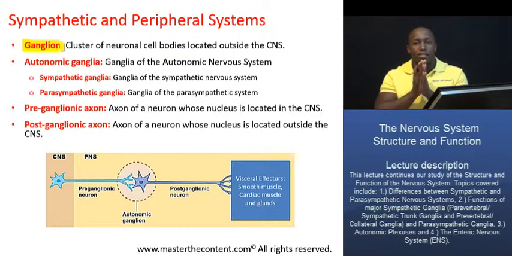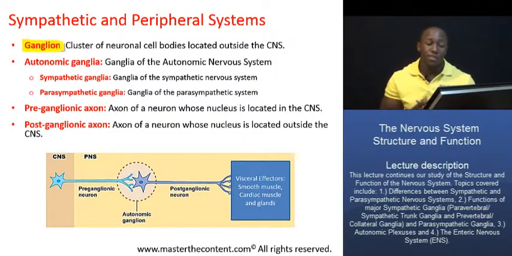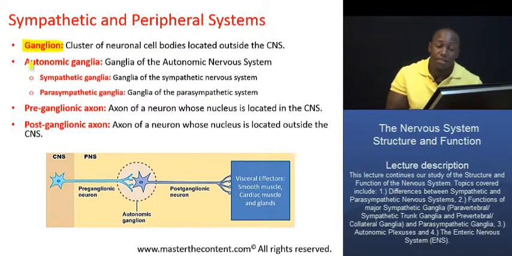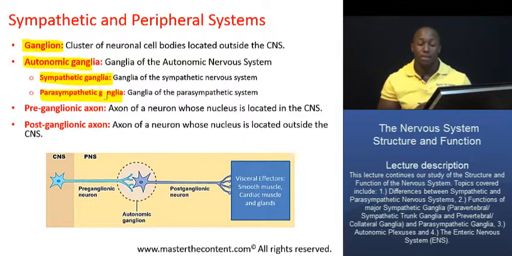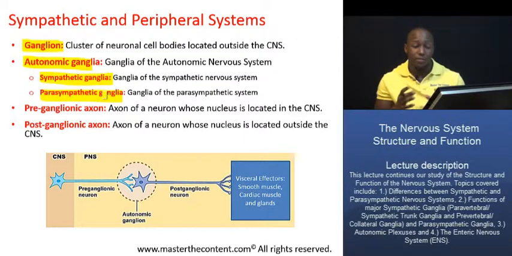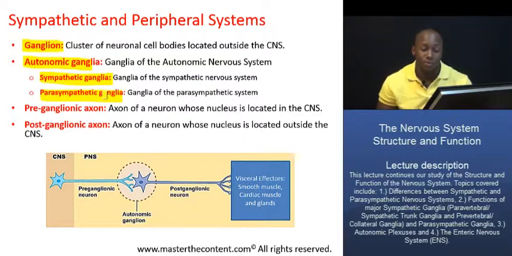Once the cell bodies of those neurons are outside the central nervous system is when they become ganglia. As you'd expect, everything else on the screen is pretty much straightforward. Autonomic ganglia, basically ganglia of the autonomic system. Sympathetic ganglia would be ganglia of the sympathetic nervous system, and similarly, parasympathetic ganglia, ganglia of the parasympathetic system. We've already talked about what a pre and a post-ganglionic axon is. Commit that to memory, don't forget it. It's important for your understanding as far as the peripheral nervous system is concerned.